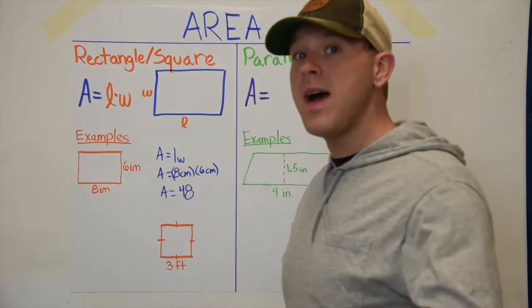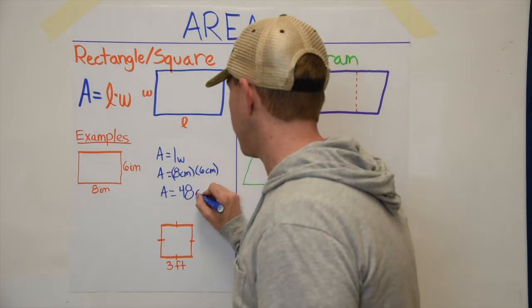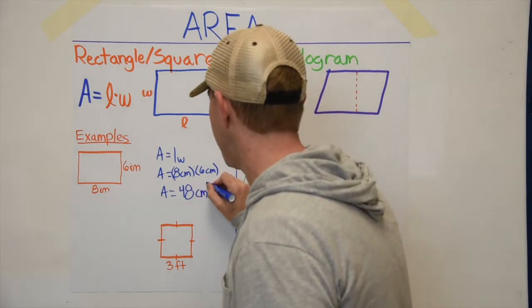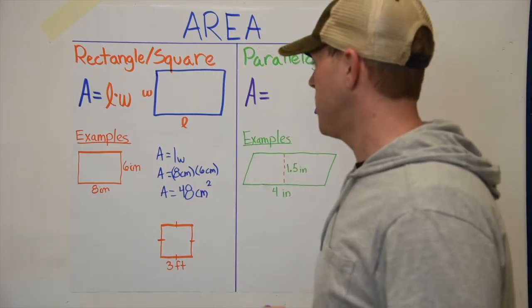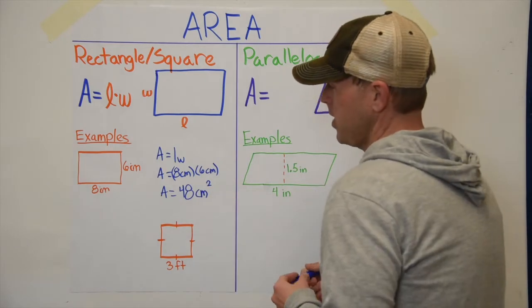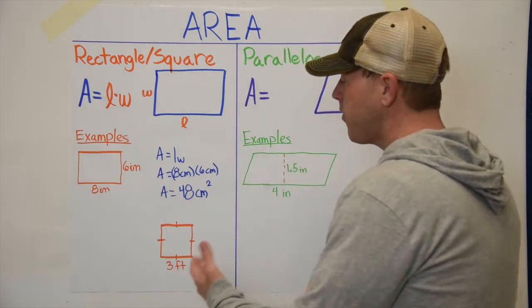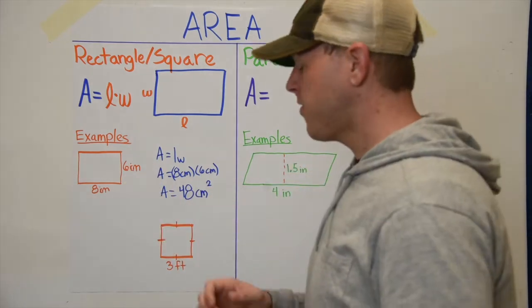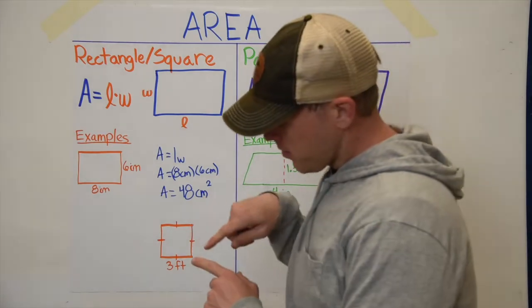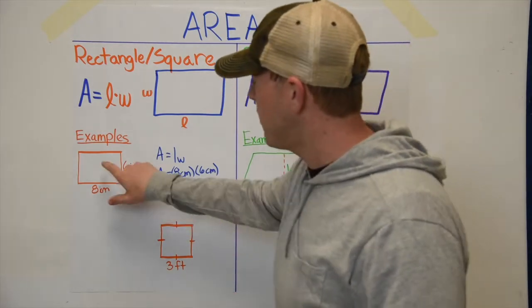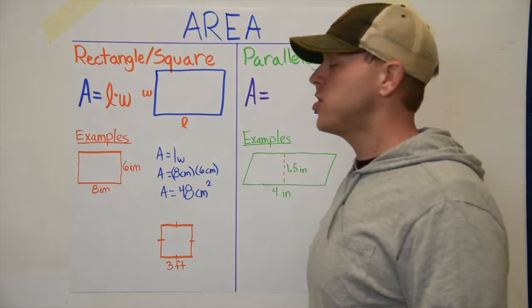Now, you also have to put units on these. So we establish this by doing centimeters squared. Okay, so you put a little 2 as the exponent. So the area of this is 48 centimeters squared. What that means is if I had some little squares that were a centimeter by a centimeter, I could fit 48 of them inside of the shape.